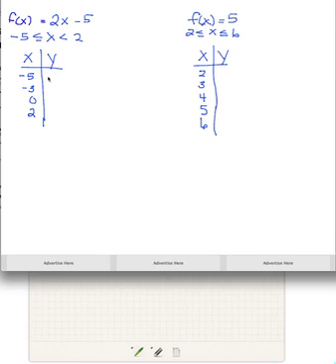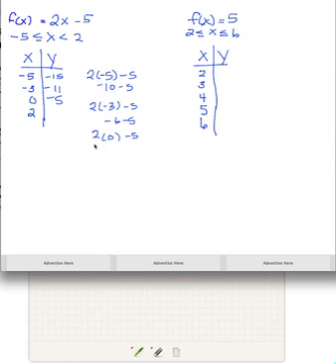table of values, which you don't have to, what you would do is you would substitute in negative 5 into this function, which would be 2 times negative 5 minus 5, which would give you negative 10 minus 5, which is a negative 15. And then you would substitute in negative 3 into the function. So we would multiply 2 times negative 3 and then subtract 5, which is negative 6 minus 5, which is a negative 11. Then we would plug 0 into the function, which would give us negative 5, and plug 2 into the function, which would give us 4 minus 5, which is a negative 1. And that's going to help us graph.